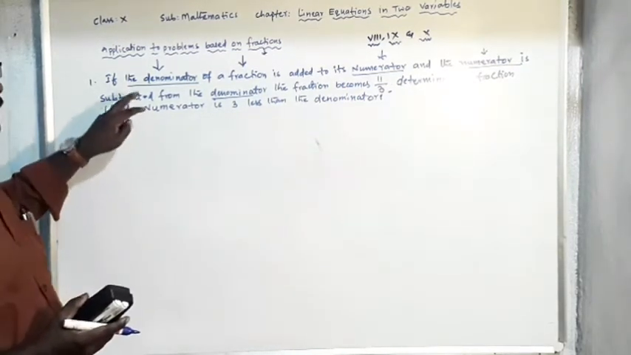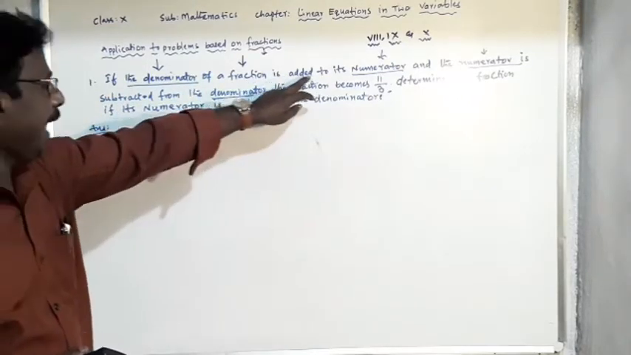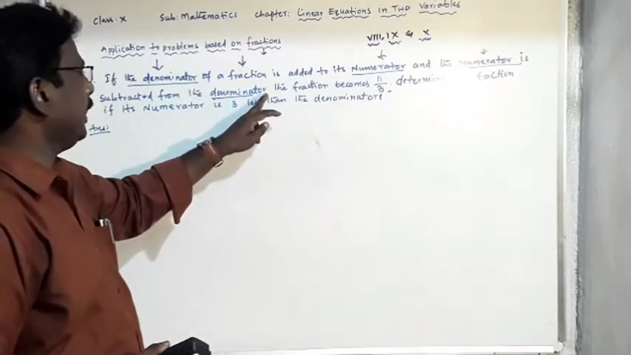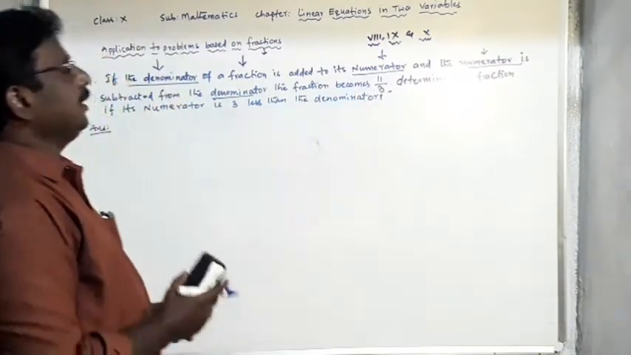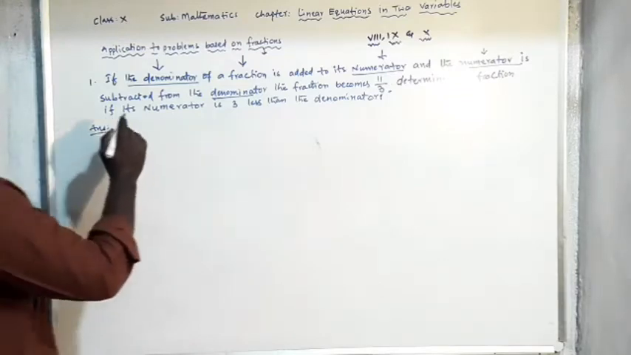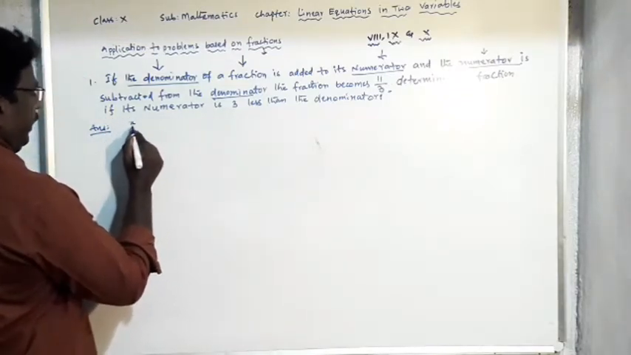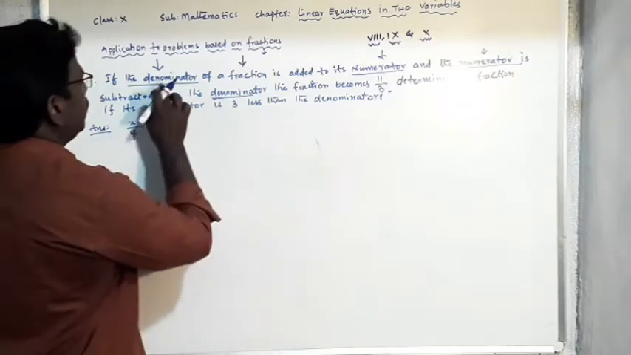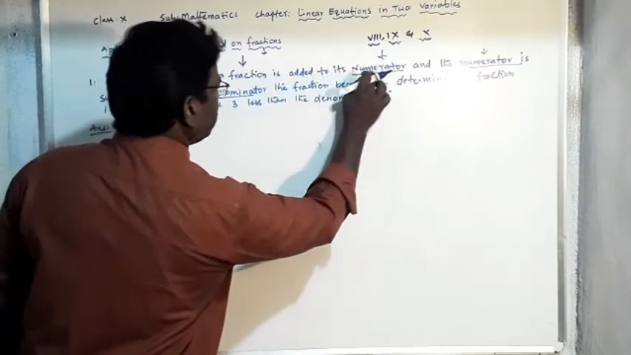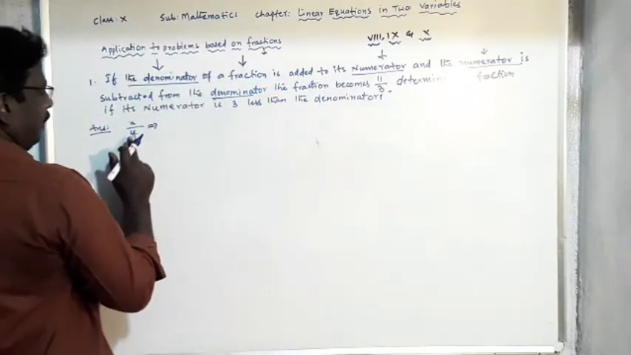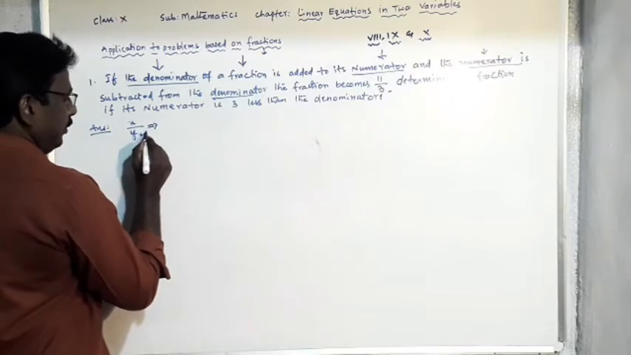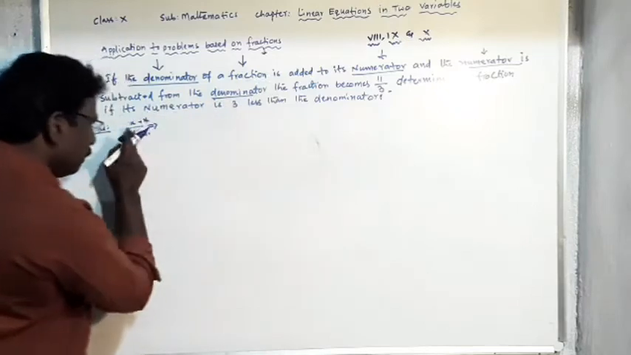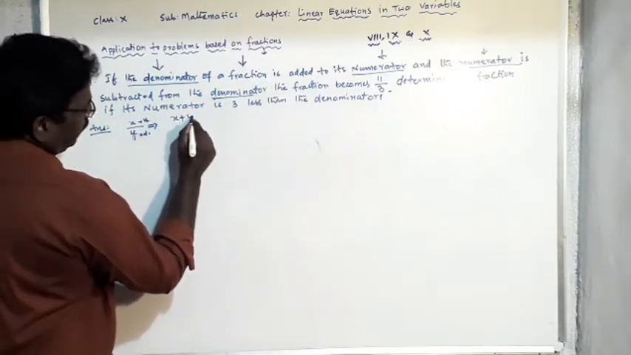Explanation only I am giving. The denominator of a fraction is added to its numerator and the numerator is subtracted from the denominator. The fraction becomes 11/3. What is he telling? This is numerator, this is denominator. What is the first condition? Denominator of a fraction is added to its numerator. Numerator plus denominator you can add.